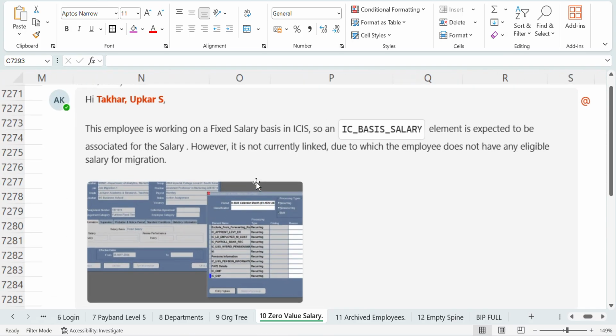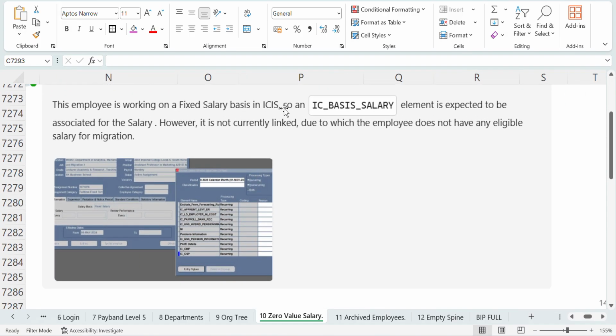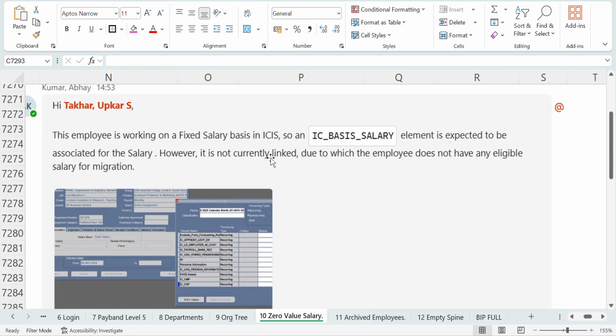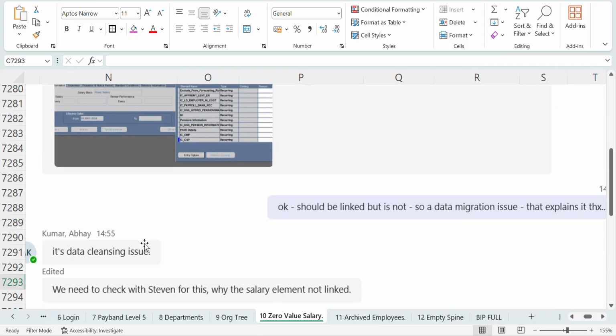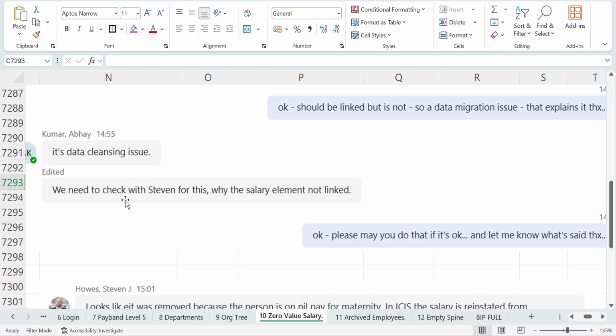And we see in a bit more detail that the employee was on a fixed salary, and the immediate understanding was there was no linking to an employee. So they were saying there was no eligible salary for migration. So you could then argue, well, you've gone to ISIS, isn't that enough? But we just took it a stage further just to get a better view regarding a data cleansing issue.